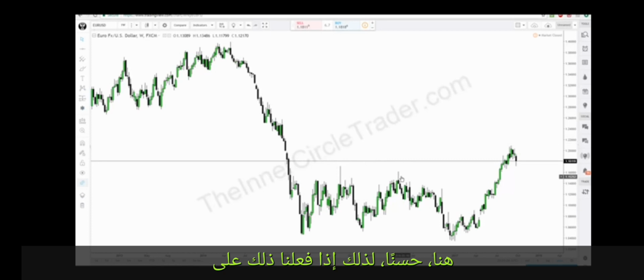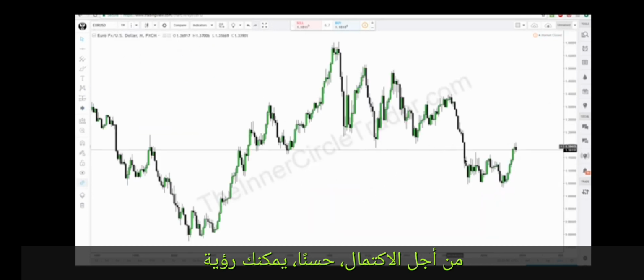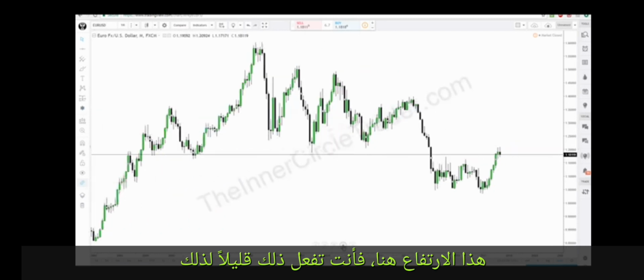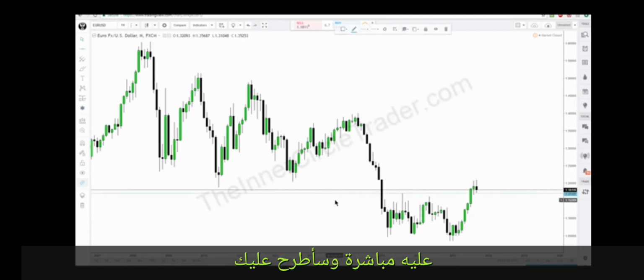Okay, so if we did this on a monthly scale, just for completeness' sake, you can see this high here. Let me zoom in a little bit. So we have this high here, and this high comes in at 117.14. Okay, 117.14 for this particular month. So what I'm going to do is drop a horizontal line right on it, and I'm going to ask you a question regarding pricing.